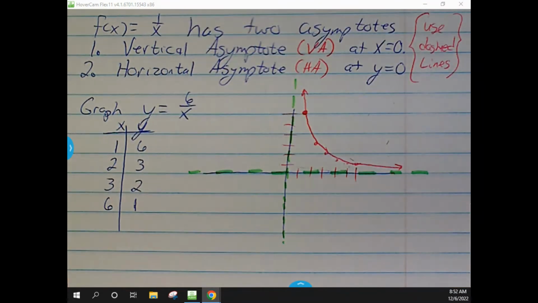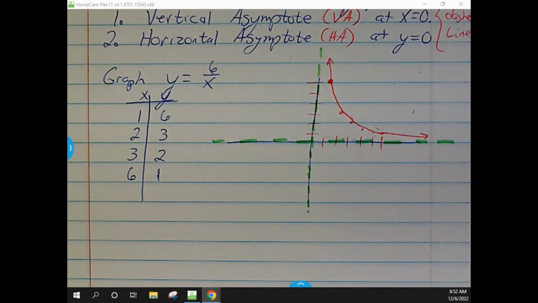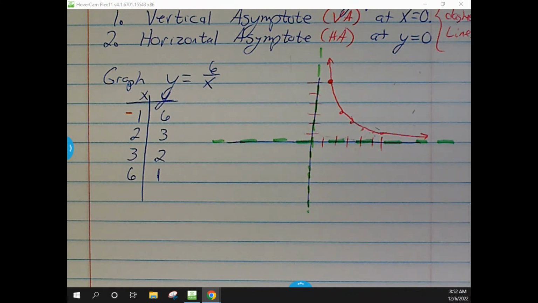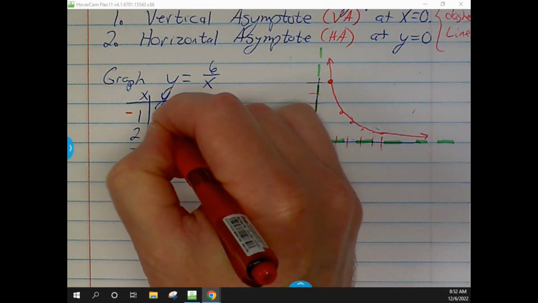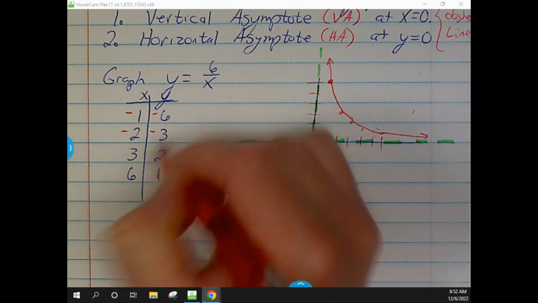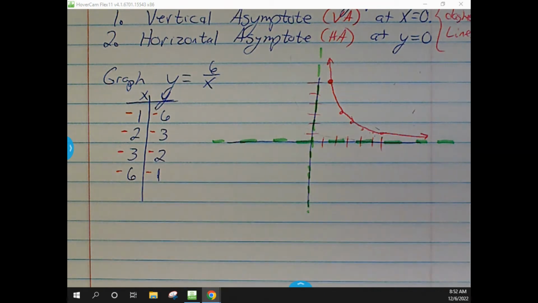All right, now we're not quite finished with that one, though. Because what happens if you plug in a -1 for x? What does that change in your answer? Just makes it negative, right? Yeah. Just flips the signs around. So if that's a -2, you get a -3. If that's a -3, you get a -2. If that's a -6, you get a -1.